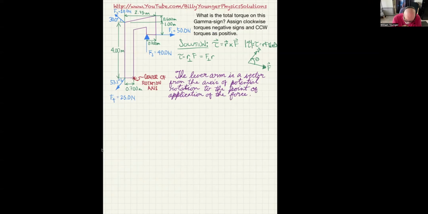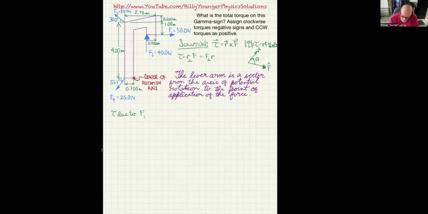I'm going to say torque due to F1. We can see that if we actually pulled to the right with F1 of 50 newtons, that would tend to rotate this gamma symbol in a clockwise rotation. Therefore, we should call it a negative quantity. And in fact, let's go ahead and draw the actual lever arm vector so that we can decide which formula we're going to use.